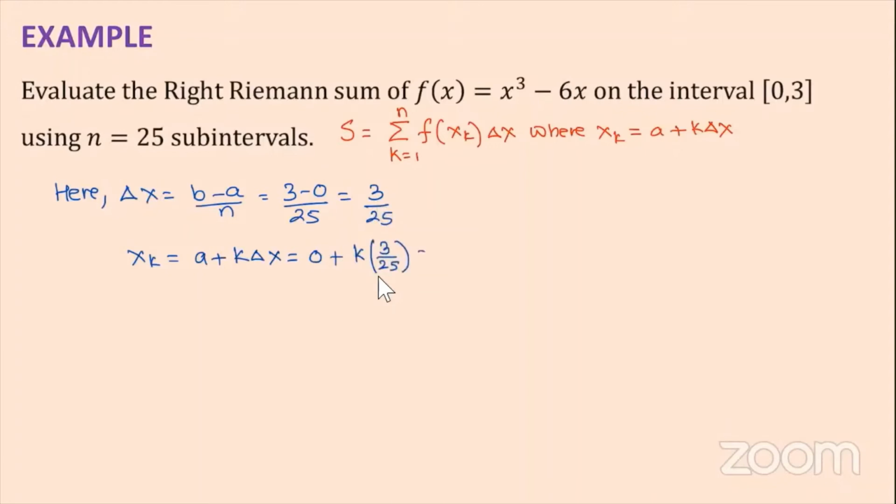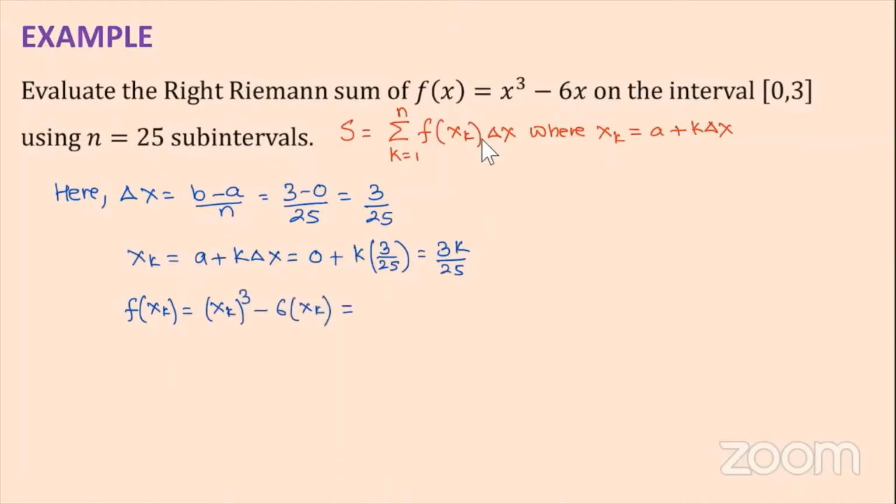So that is equal to 3k over 25. That's the value of xk. Now we need f of xk. So f of x is x cubed minus 6x. So f of xk will be xk cubed minus 6 times xk.